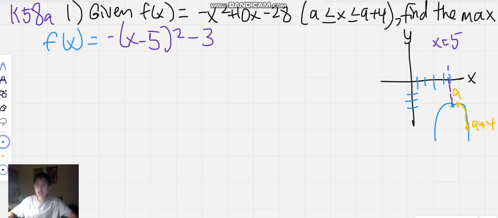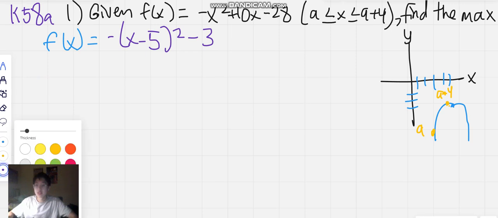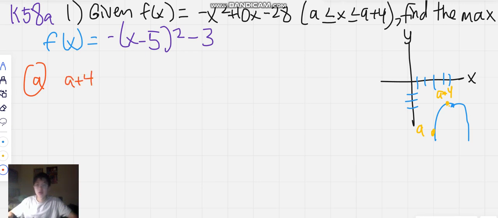So how can we say that? The first thing that we said was, I'm going to erase this, that as long as a plus 4, the right hand side of our interval, let me change this into a different color, as long as a plus 4 was on the left hand side of 5, which is our axis of symmetry, then the maximum was just f of a plus 4.